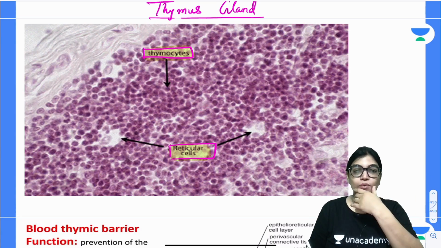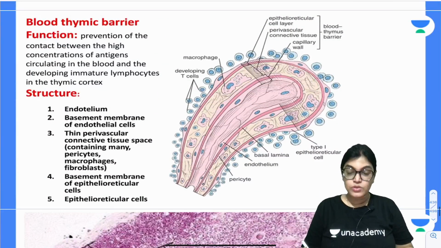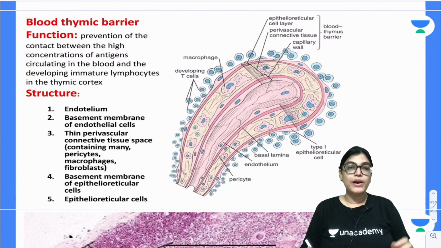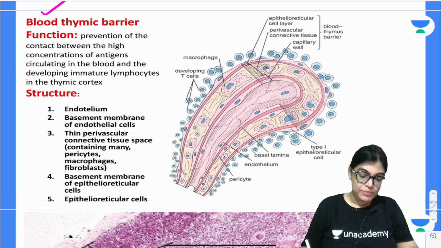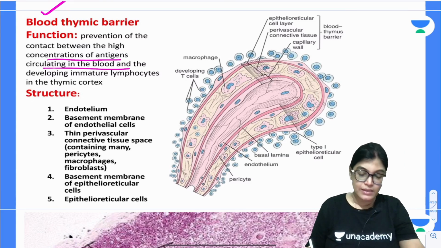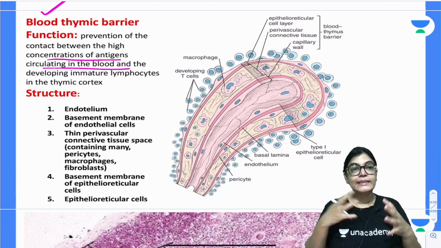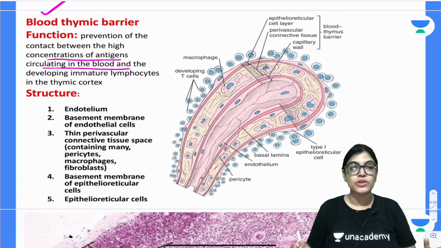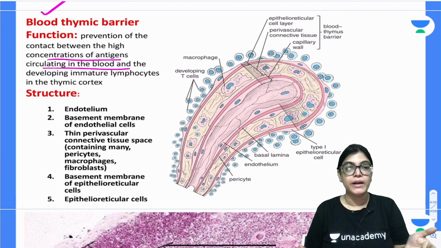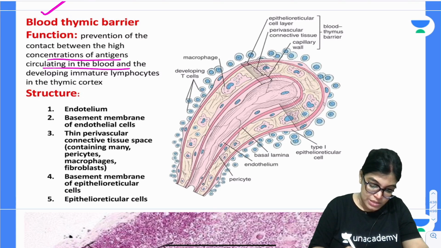And now I want to show you the layers of the blood thymic barrier. The function of the blood thymus barrier is that it prevents contact between the high concentration of antigen circulating in the blood and the developing immature lymphocytes in the thymic cortex. So this is the importance.